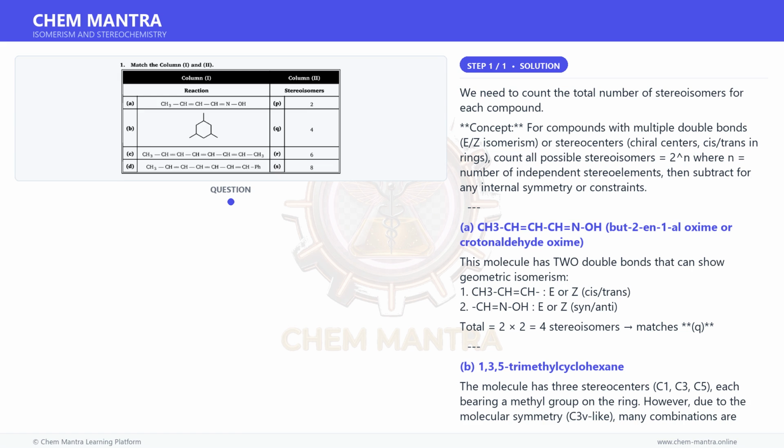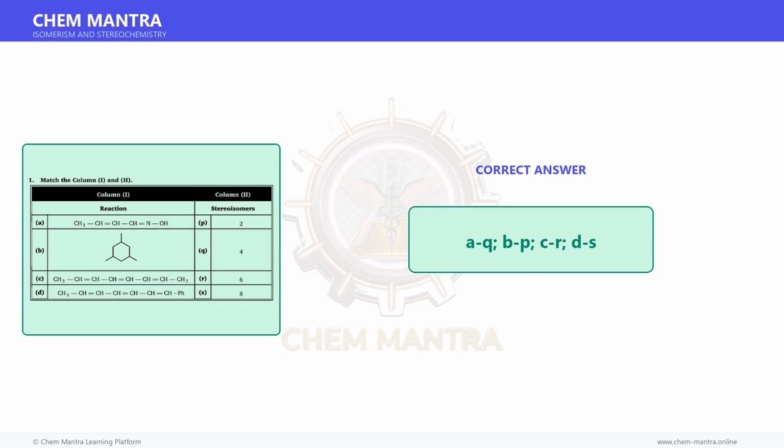Summary of matches. A: Q, 4 stereoisomers. B: P, 2 stereoisomers. C: R, 6 stereoisomers. D: S, 8 stereoisomers. Therefore, the correct answer is A-Q, B-P, C-R, D-S. The correct answer is shown on screen.